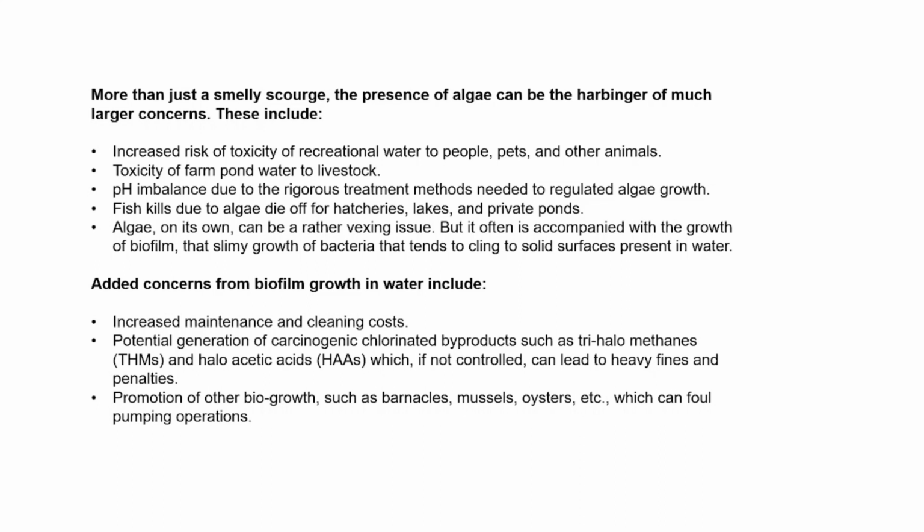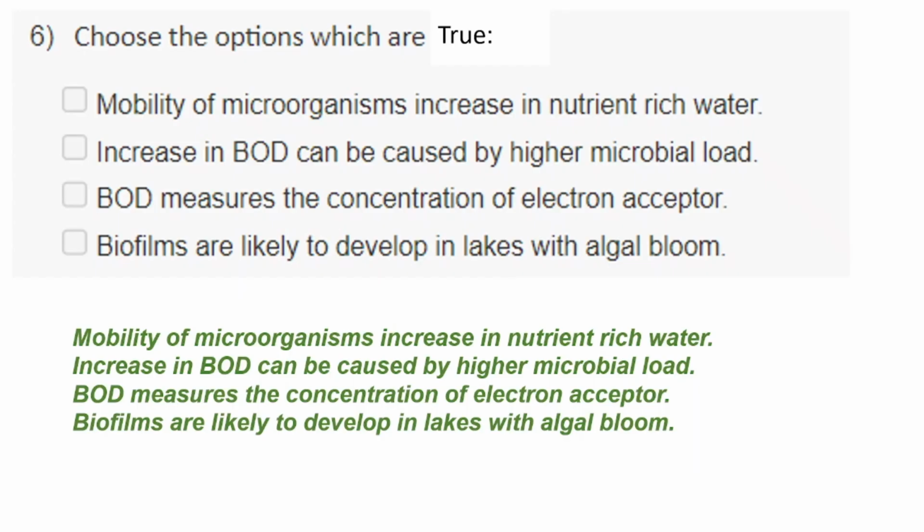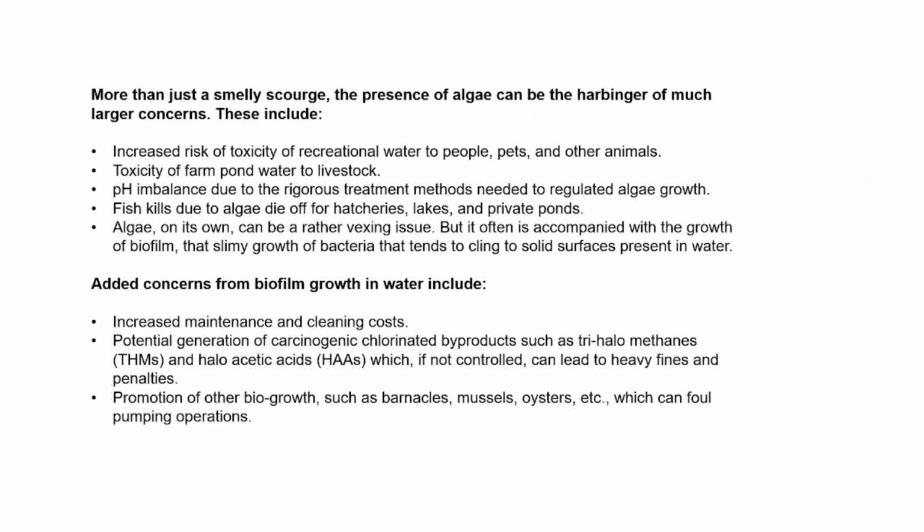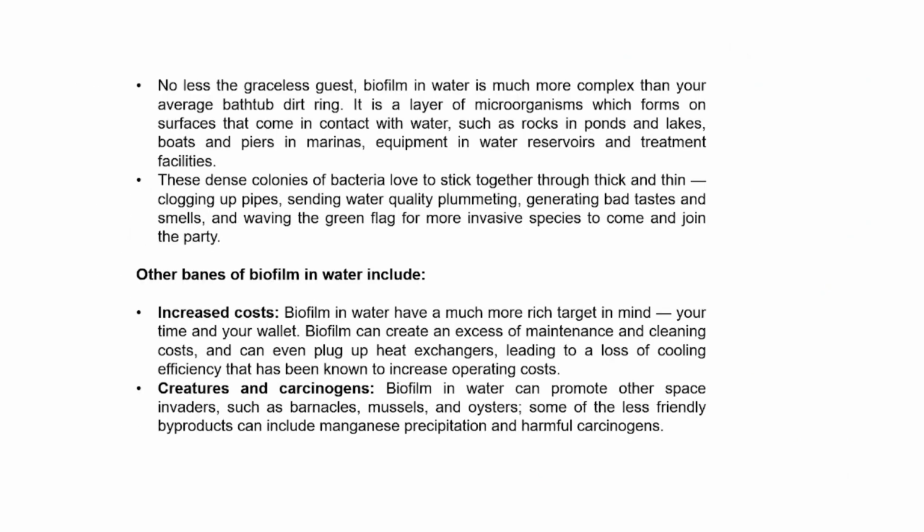Biofilm in water can promote other space invaders such as barnacles, then mussels, oysters, and some of the byproducts can also include manganese precipitation, as I already said before, and various harmful carcinogens. So bacteria will very easily exist in biofilms, which are surface-adhering, and then free-floating groups of cells with the extracellular polymer matrix. So there's an easy cooperation between algal bloom and bacterial biofilm. So that option is correct, that biofilms are likely developed in lakes with algal blooms. Yes, it can happen very easily, and that will lead to a lot of risk.